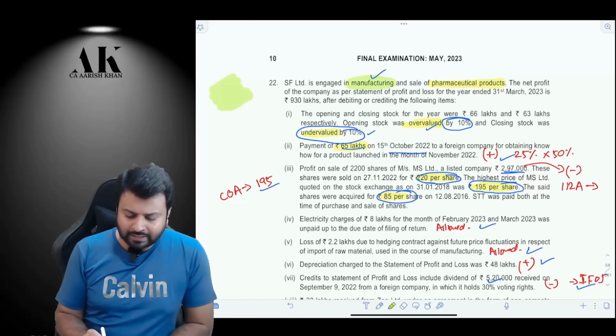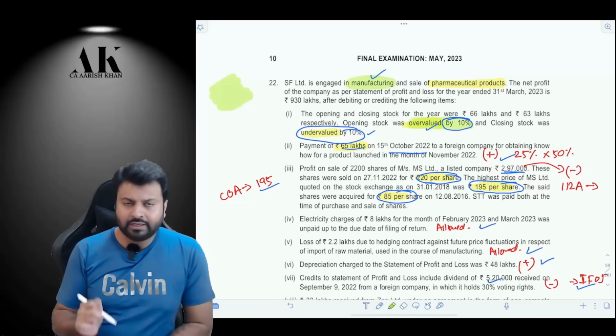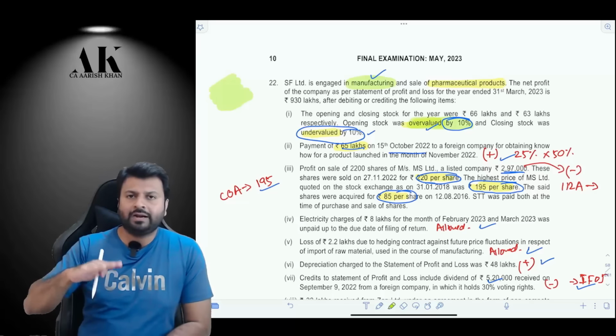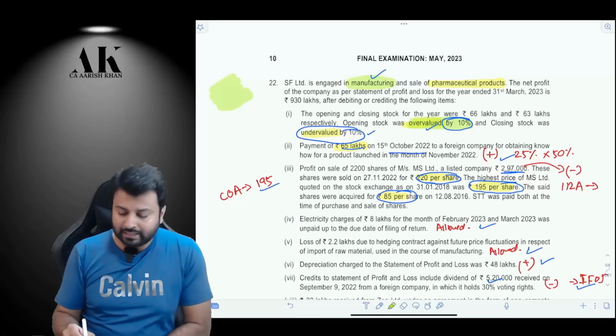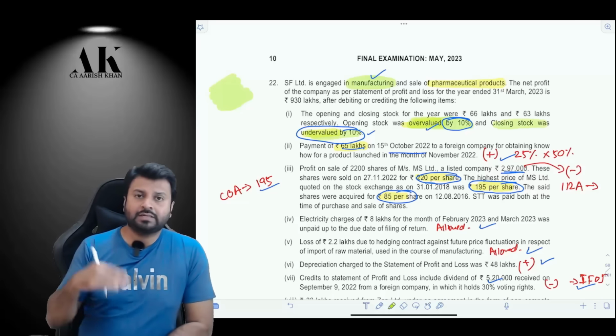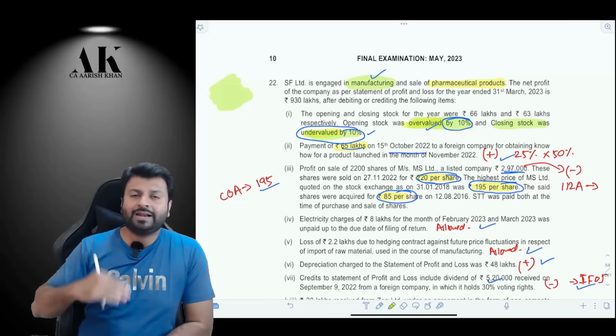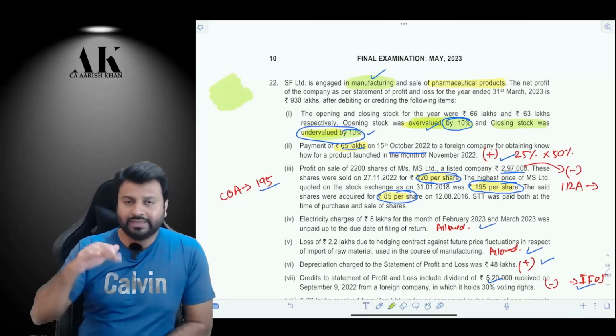First thing is the opening stock. The opening stock is overvalued by 10%. It means the opening stock is 110%. So divide by 110% and add back to the P&L account. And the closing stock is undervalued by 10%. It means the closing stock is 90%. So divide by 90% and add back the closing stock also. So adjust this in your net profit.